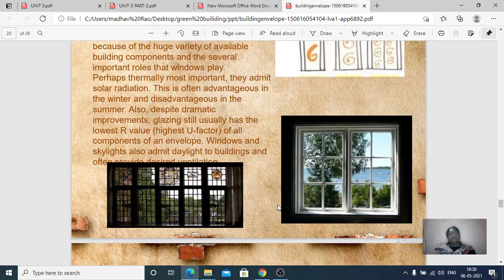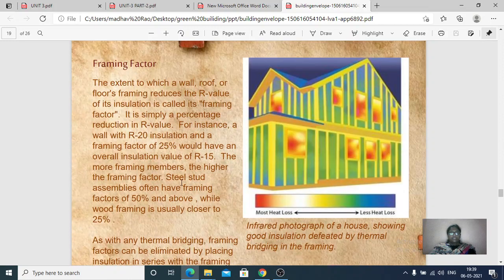Building envelope means how you are going to design it, how the thermal insulation can be done, and when proper thermal insulation can't be done, how the energy can be saved. That we have seen in this case study. Right, here you can see the framing factor. By the framing factor, the R values will change from one to another.